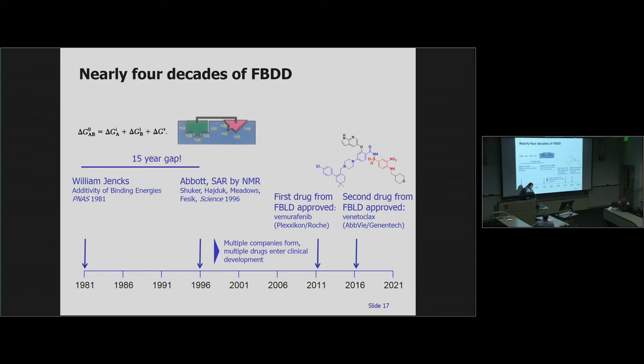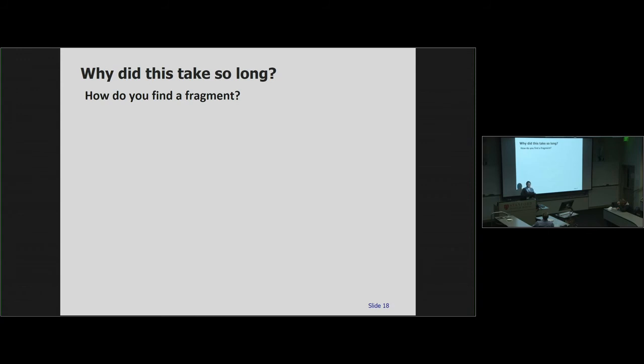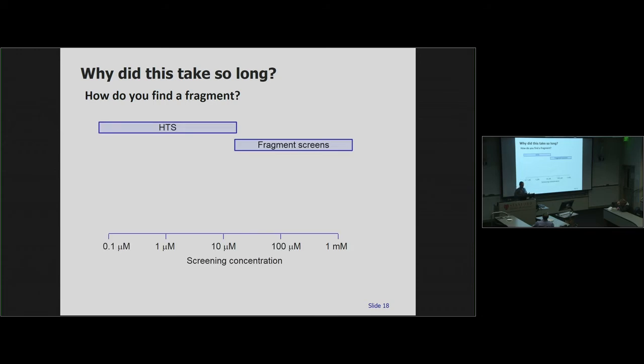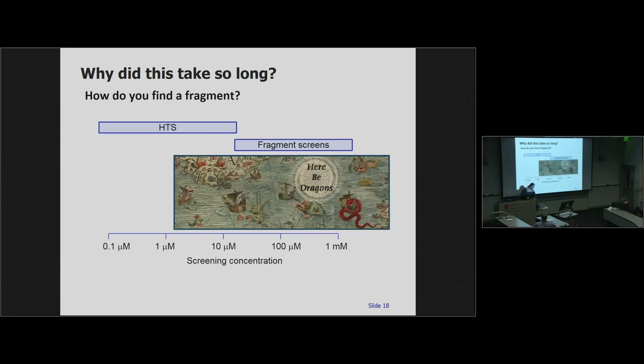But I think it's also worth asking, why did it take so long to go from Jencks to SAR by NMR? And I think initially there was the problem of finding fragments. The challenge is that because fragments are so small, they generally will have low affinity, and so you need to screen at a much higher concentration than you're doing a high throughput screen at. And when you screen at high concentrations, there's all kinds of really awful things that can happen. And if you're not aware of these, they can really derail your screens.